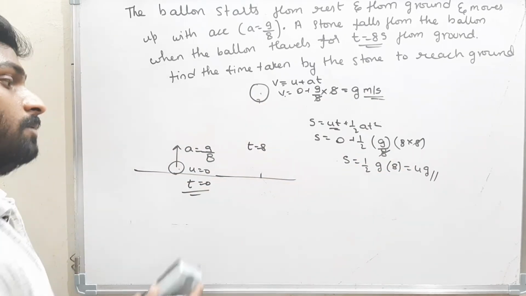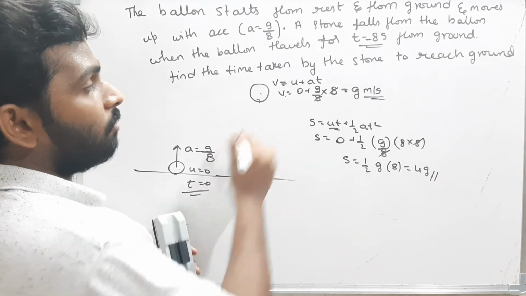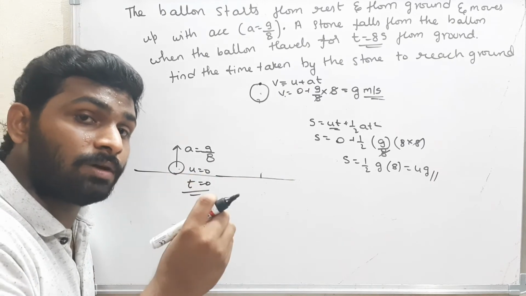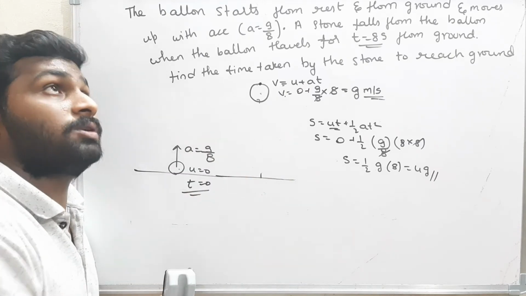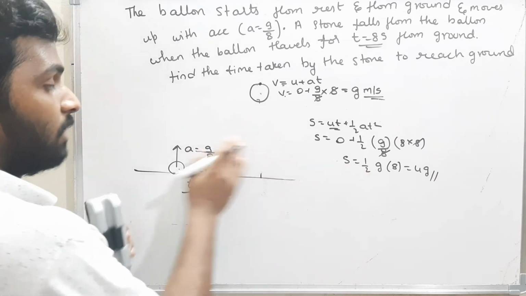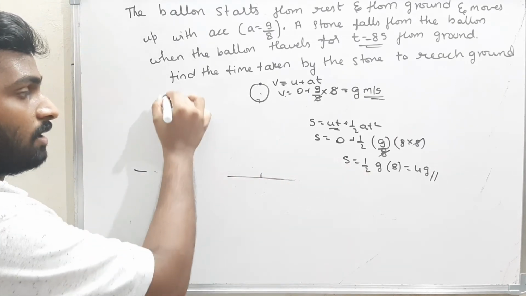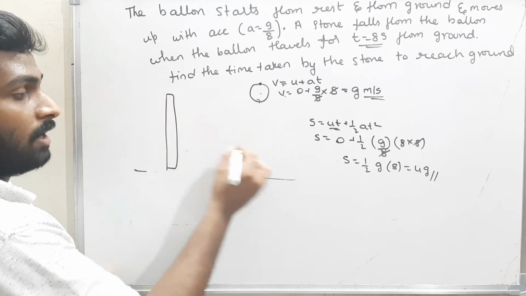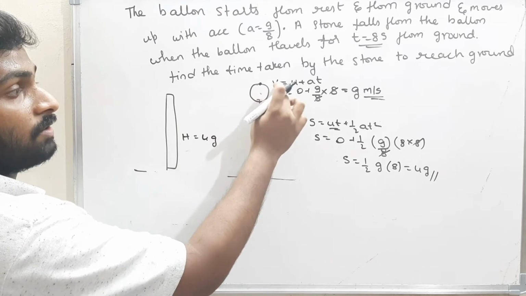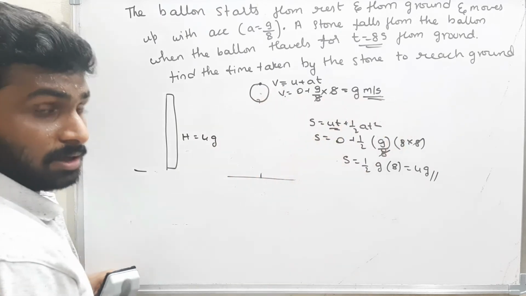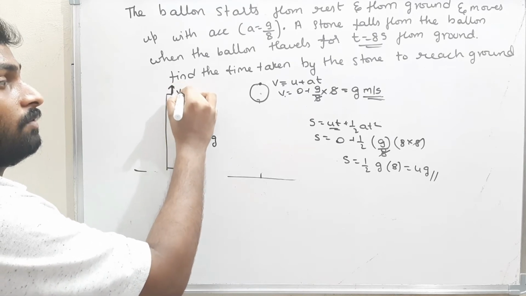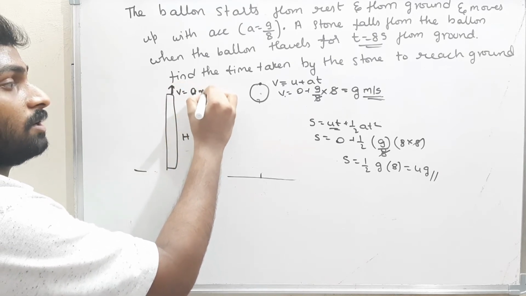Okay, well and good. Now, whenever the stone is falling from the balloon, how do I have to assume? I have to assume as if the stone is projected upwards from a tower of height. I will assume this one as a tower. What is the tower height? The height of the tower is h is equal to 4g. And the body is here. The velocity of the balloon is g meters per second, so I will assume as if the body is projected upwards with the velocity v, that is g meters per second.